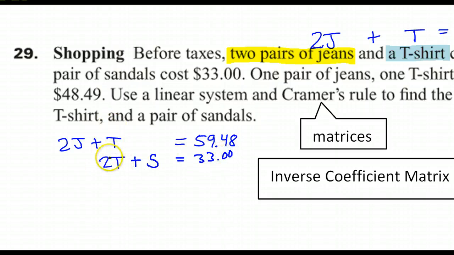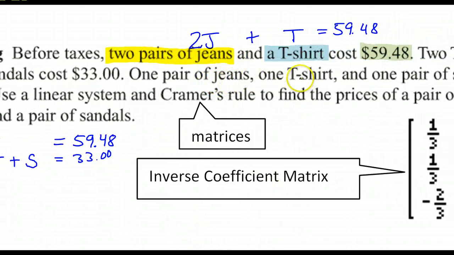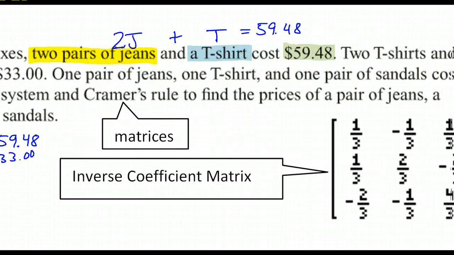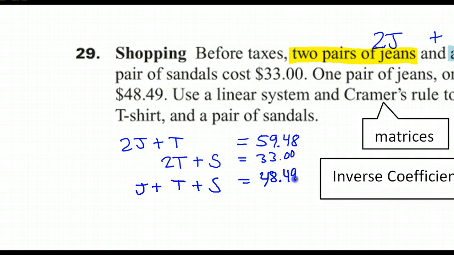All right, notice I'm lining things up because that's how you do it for a matrix. So make sure you line up your T's and your J's and your S's. All right, now 1 pair of jeans, 1 shirt, and 1 pair of sandals cost. Okay, so it's 1 of each. So 1 pair of jeans, 1 t-shirt, 1 pair of sandals. Okay, line them up, and that's going to cost $48.49. Okay, so this is our system of equations.